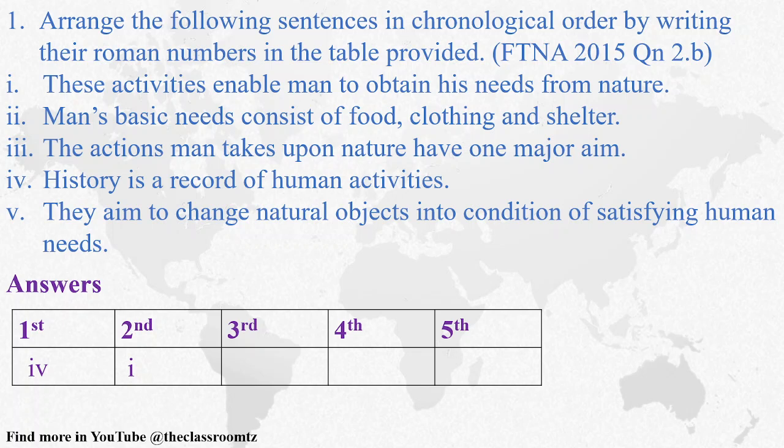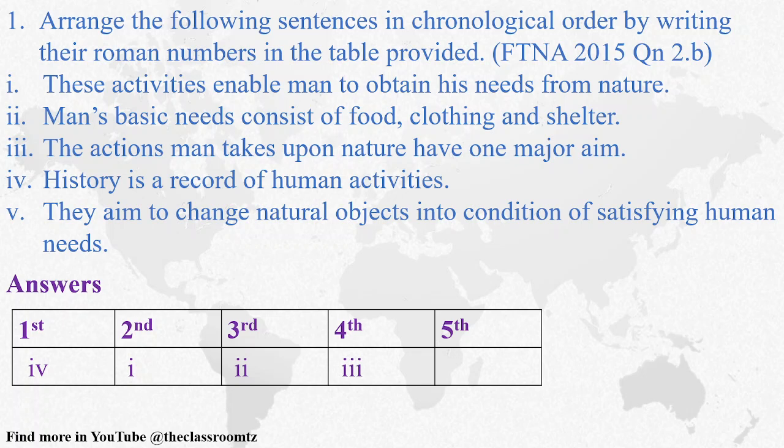So history is the record of human activities. Although we didn't mention those activities, the continuation is telling us those activities enable man to obtain his needs from nature. Then sentence number 3 should be Roman 2. Man's basic needs consist of food, clothing, and shelter. So refer to Roman 1, that was sentence number 2: these activities enable man to obtain his needs from nature. What were human needs? Human needs are stated in Roman 2, which is going to be sentence number 3: man's basic needs consist of food, clothing, and shelter.